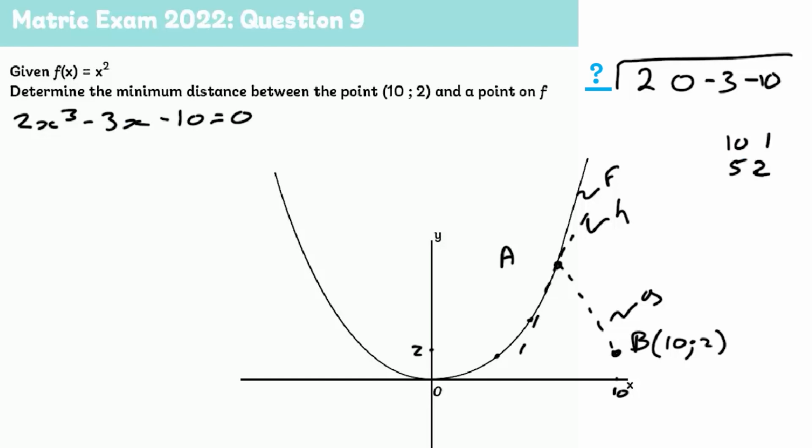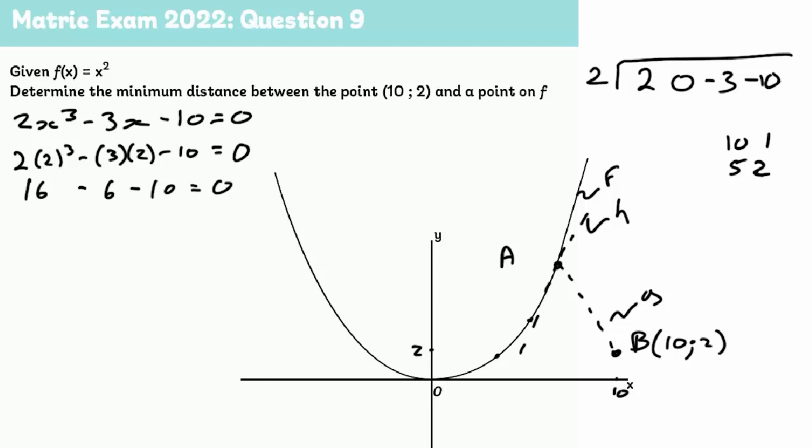So let me show you. I know that it's 2. So if I go 2 to the power 3 minus 3 times 2 minus 10, we want to make sure it equals 0. If we multiply this out, we get 16 minus 6 minus 10, and you'll see that this does equal 0, which means that 2 is a factor. So we're going to divide by 2. You take that 2 down, multiply 2 by 2, it equals 4. 4 minus 0 is 4. 4 times 2 is 8. 8 minus 3 is 5. 5 times 2 is 10. That is 0.